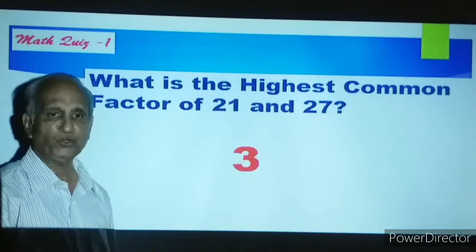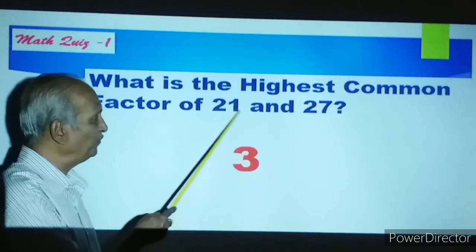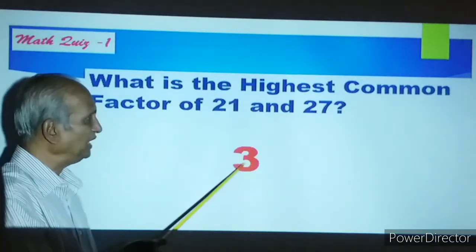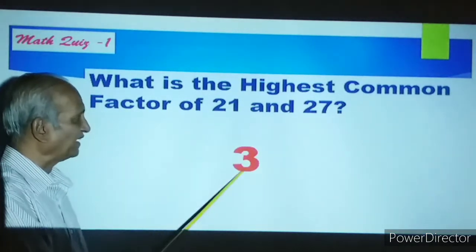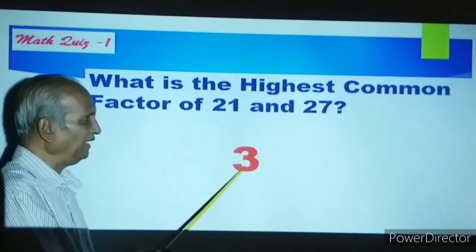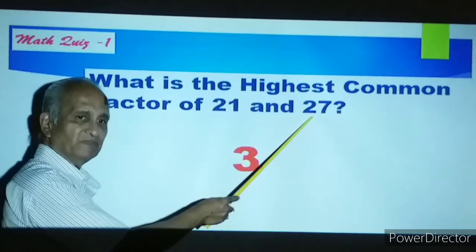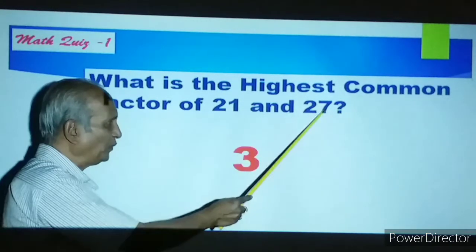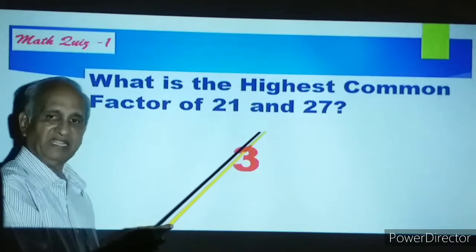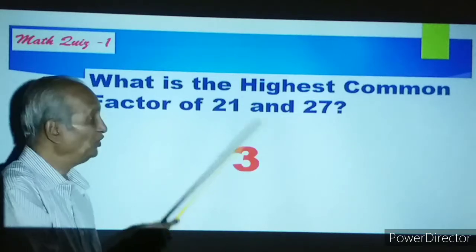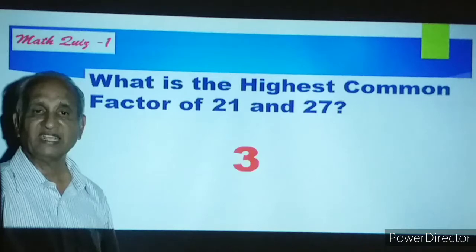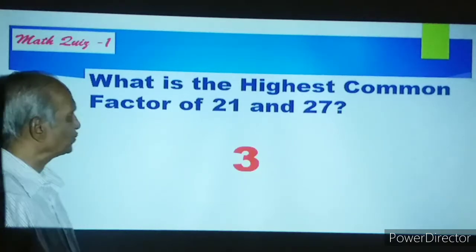Over and above 3, you don't have a common factor which divides both 21 and 27. So 3 becomes the highest common factor of 21 and 27. 3 sevens are 21, 3 nines are 27. Both 21 and 27 get divided by 3. You don't have a number higher than 3 with which you can divide 21 and 27 without any remainder getting left. Next question.